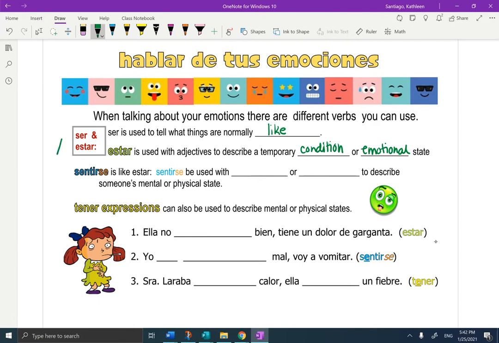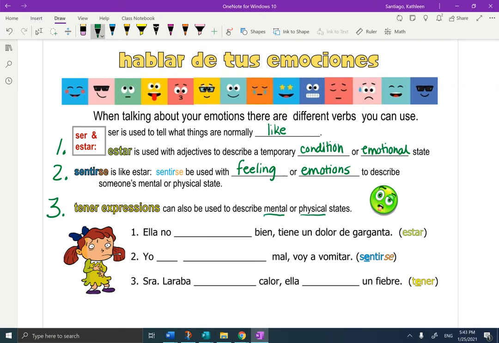So, way number 1, estar. Sentirse is option number 2 for talking about your emotions. It is a stem changing verb, right? We just practiced it. Sentirse is to be used with feelings or emotions to describe someone's mental or physical state. And the third way is tener expressions. Tener expressions can also be used to describe mental or physical states.